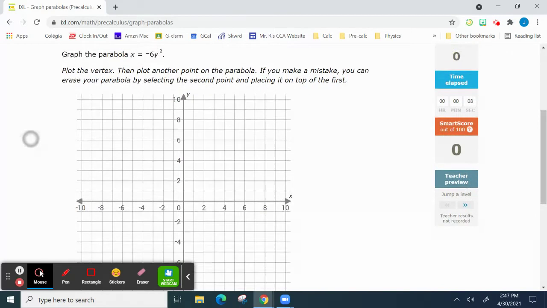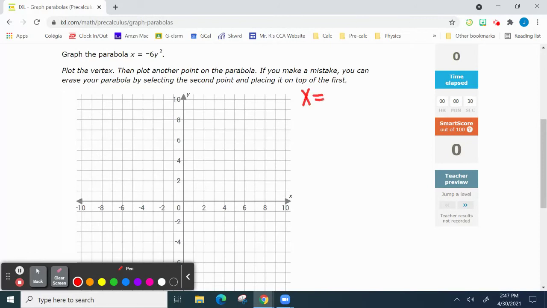Plot the vertex and then plot another point on the parabola. If you make a mistake, you can erase your parabola by selecting the second point and placing it on top of the first, or click it again and it disappears. So let's see. There's my pen. And the first thing we're going to want to do is just write the equation we're working with.